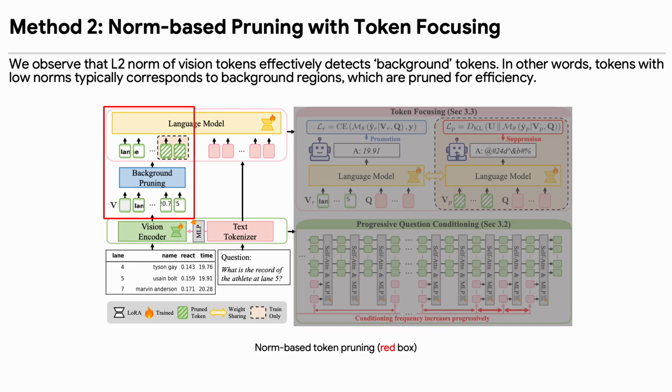Our second method is norm-based pruning with token focusing. We observed that the outer norm of vision tokens effectively detects background tokens. Tokens with low norms typically correspond to background regions we saw earlier. As shown in the red box, we prune these lower norm tokens before being fed into the language model for efficiency.